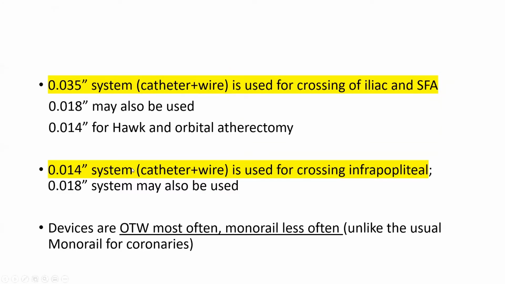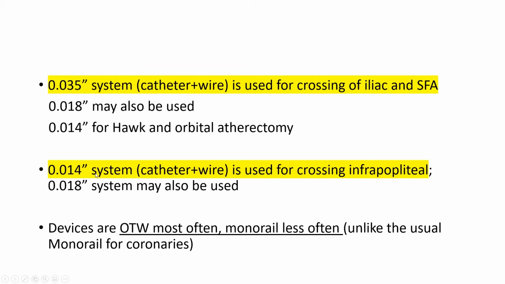So to summarize just the wire and device system we use. We use 035-inch system, catheter and wire for crossing iliac and SFA, although we may use 018-inch in selective cases, and we have to use 014 when we swap for atherectomy. Both types of atherectomy, directional and orbital, are over 014-inch wires.